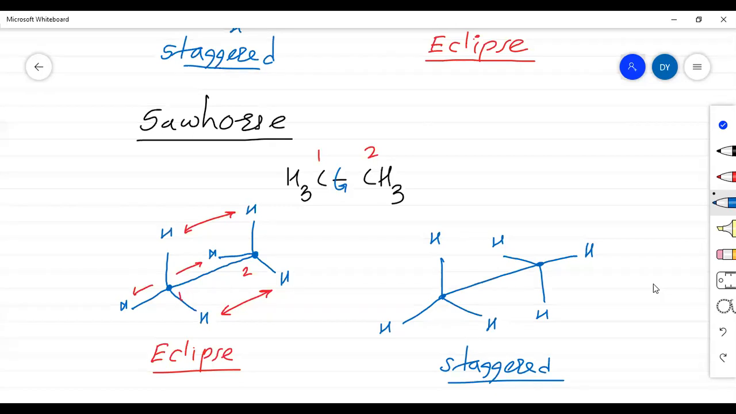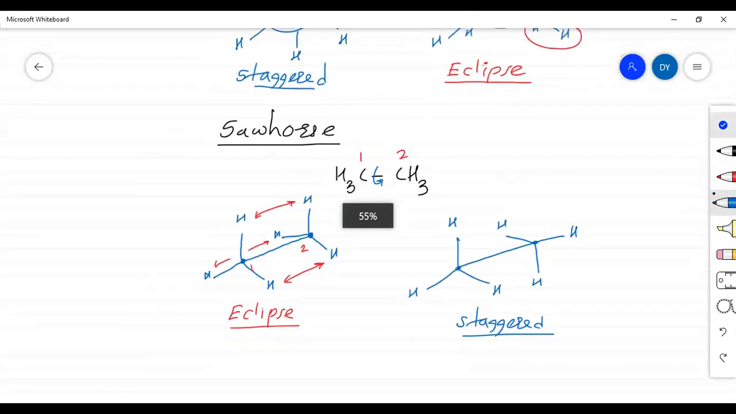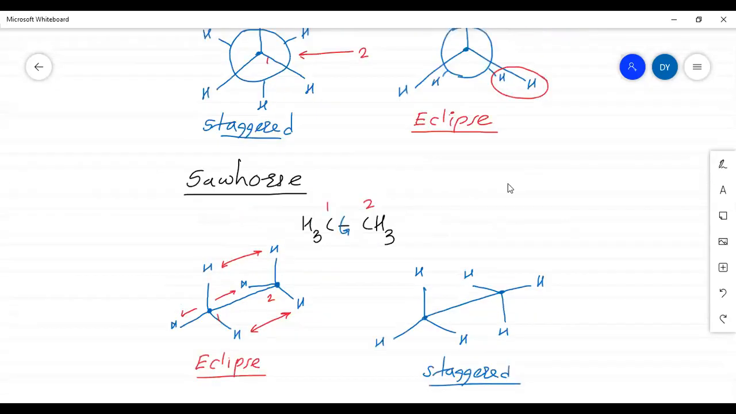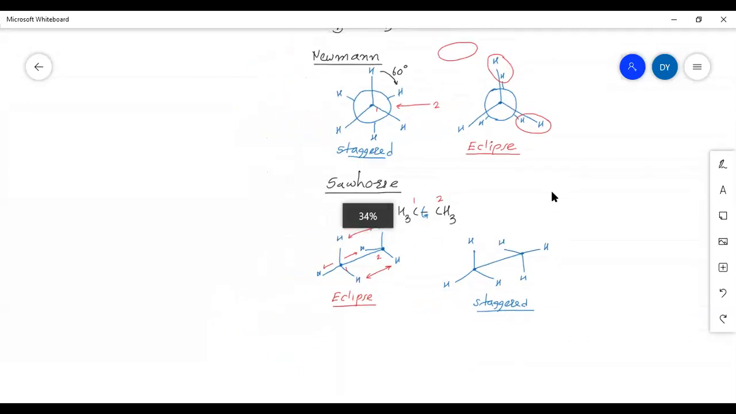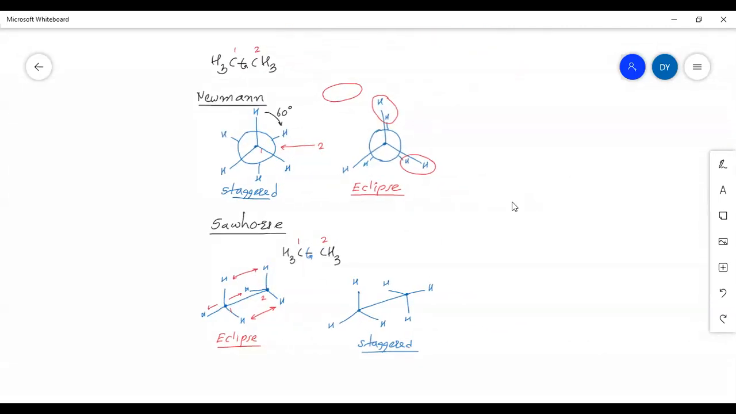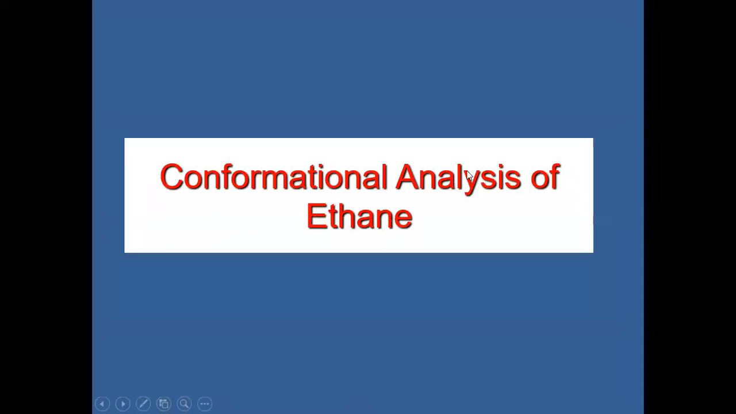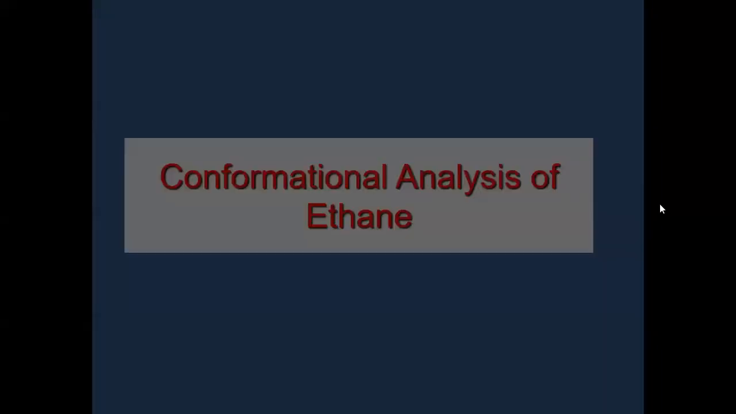Now students, these are the two formulas by which we can represent conformations. You can see these two formulas on a single screen, as you can see here. So please remember the Newman projection formula and the Sawhorse projection formula. Now we start with the conformational analysis of ethane.